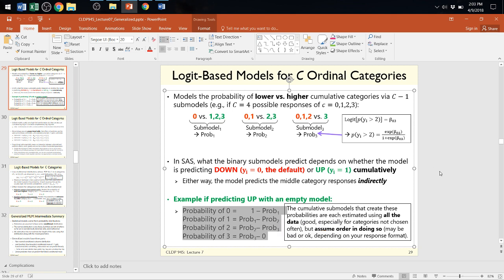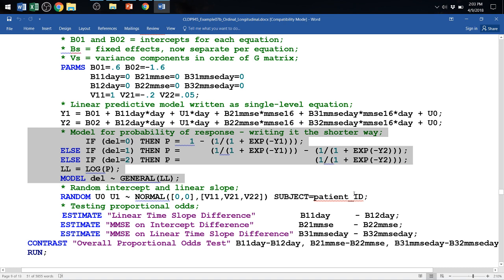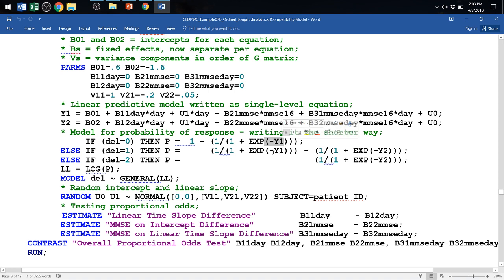That's how the model predicts what the probability of each answer is. So I had to tell SAS to do the same thing. So here's the logit for the first submodel. Here's the logit for the second submodel. And I put the spaces in so you could see the parallel structure. LL equals log means create a log likelihood instead of a likelihood, and it's the likelihood of P, which I've defined here. And this general thing means don't use any of your built-in stuff, use the thing that it said here.